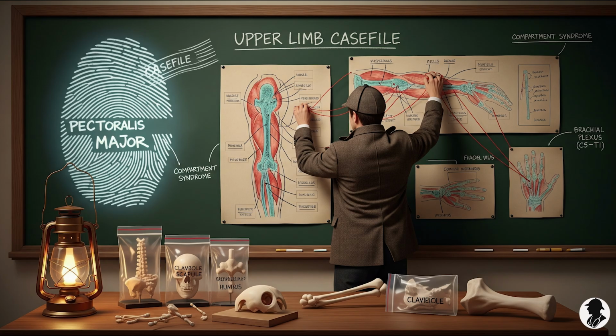Then there's the large diamond-shaped trapezius muscle covering the upper back and neck. It's complex. It can elevate, retract, and depress the scapula, depending on which fibers contract. It gets its motor supply from cranial nerve eleven, the accessory nerve.